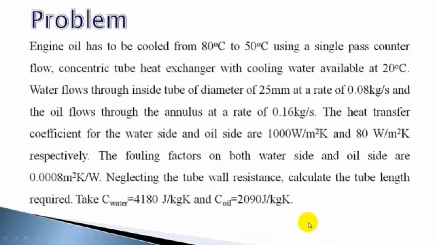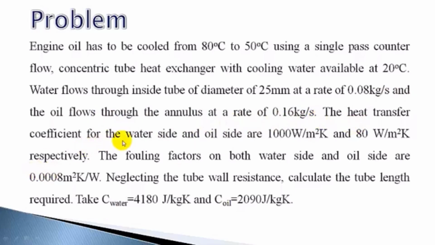Now let us work out an example problem. Engine oil has to be cooled from 80 degrees centigrade to 50 degrees centigrade using a single pass counterflow concentric tube heat exchanger with cooling water available at 20 degrees centigrade. Water flows through the inside tube of diameter 25 mm at a rate of 0.08 kg per second, and oil flows through the annular space at a rate of 0.16 kg per second.